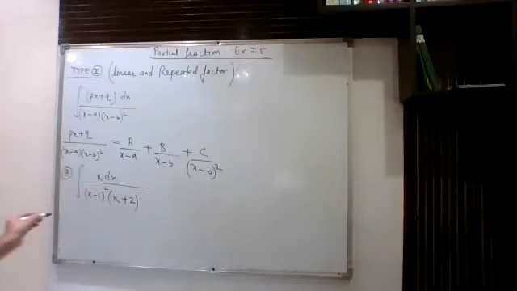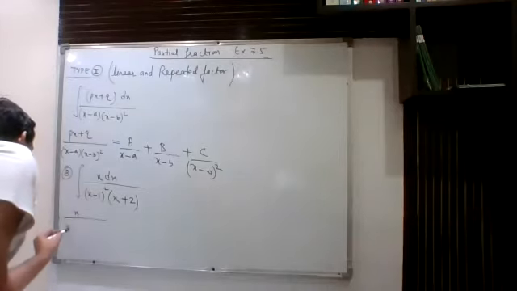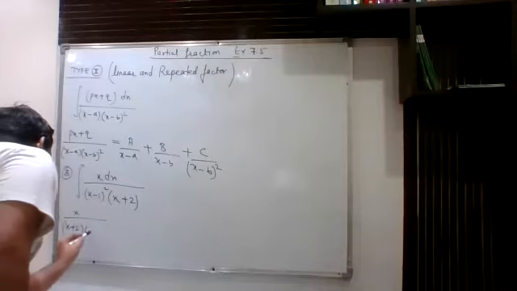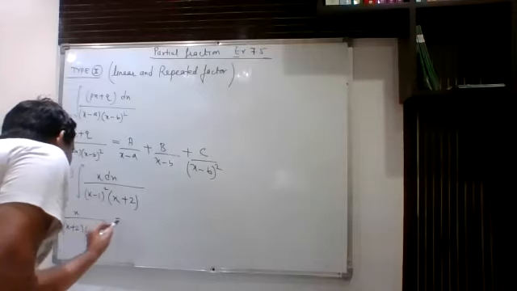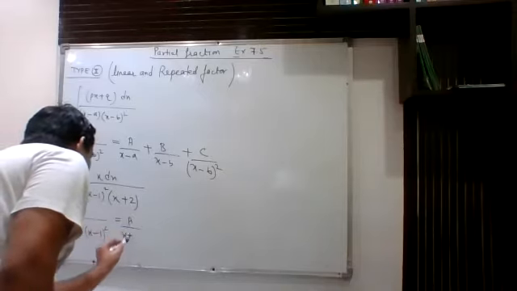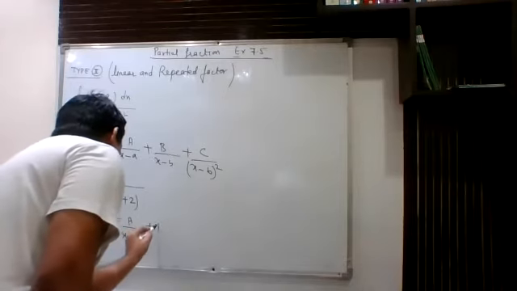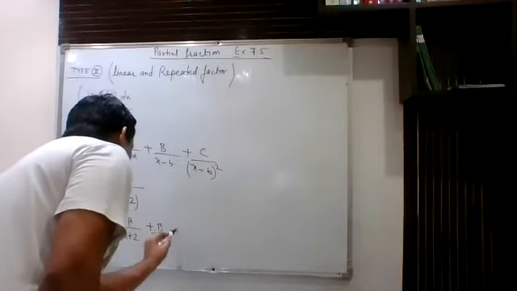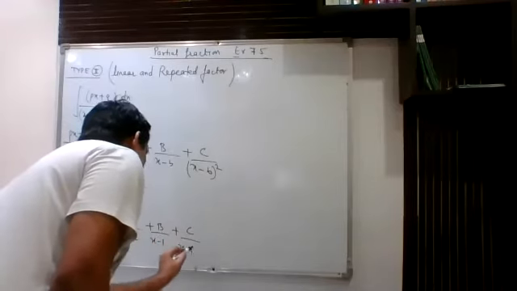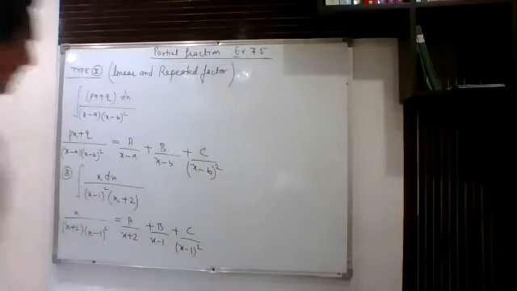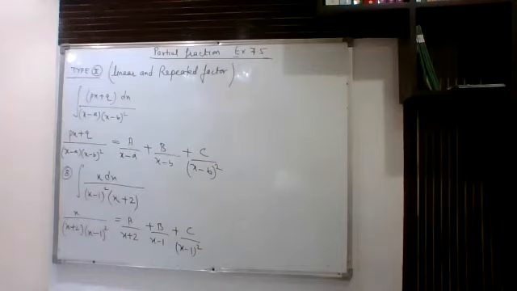So I can write x upon (x plus 2) into (x minus 1) whole square as a upon x plus 2, b upon x minus 1, c upon (x minus 1) whole square. So as per the substitution, this is what I will write. Now after that, I have to take LCM. So after this step, we will take LCM.